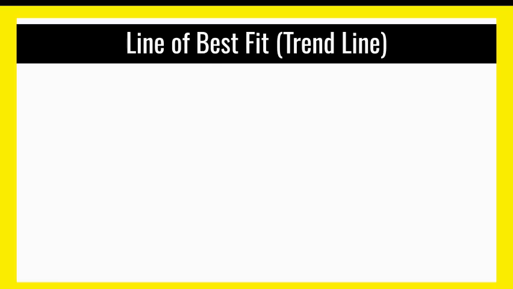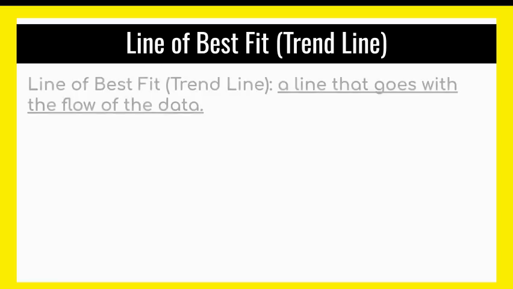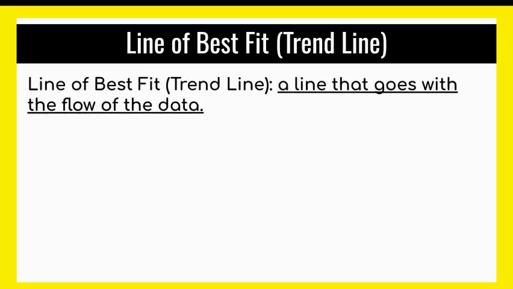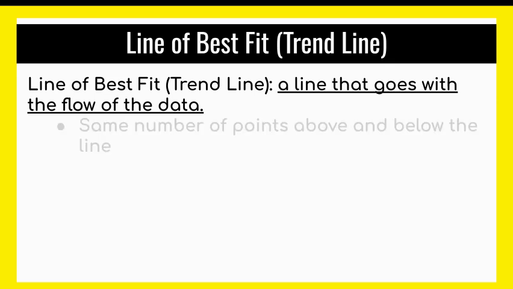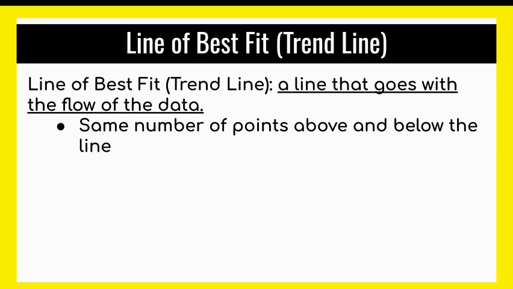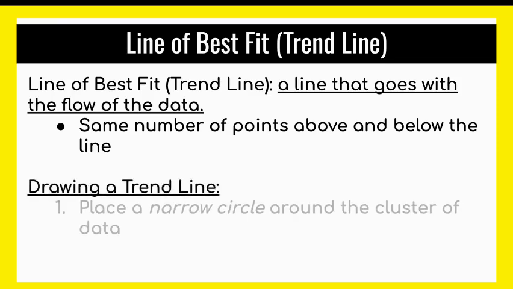So, what is the line of best fit and a trend line? Well, we kind of mentioned this yesterday when we watched that video on scatter plots, but a line of best fit or a trend line is a line that goes through the flow of the data. It has the same number of points above and below the line, so we want it pretty much in the middle.